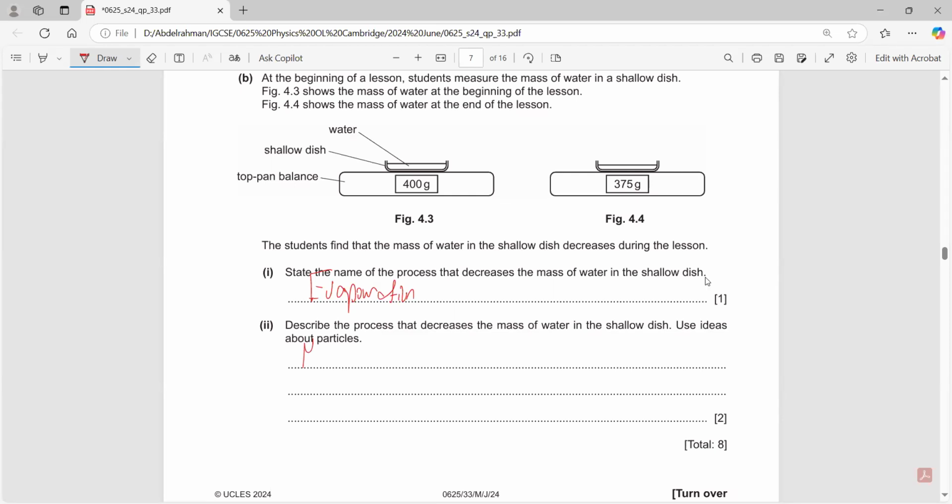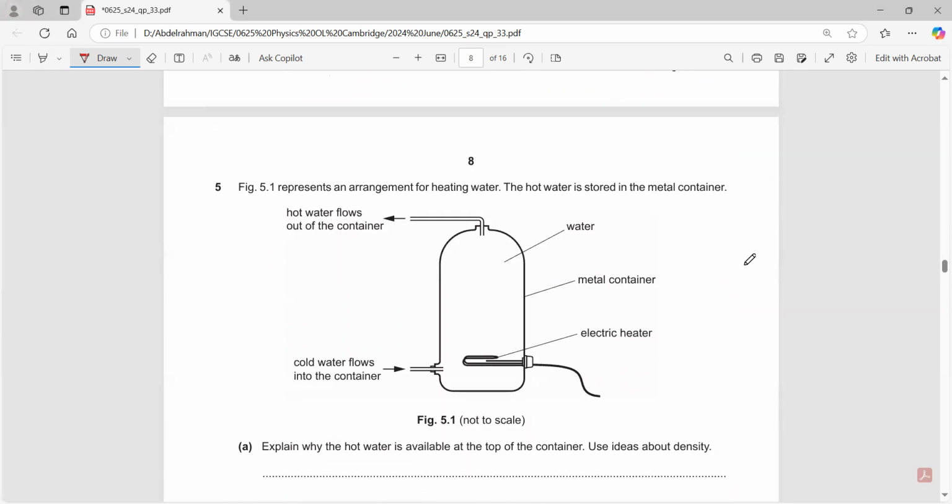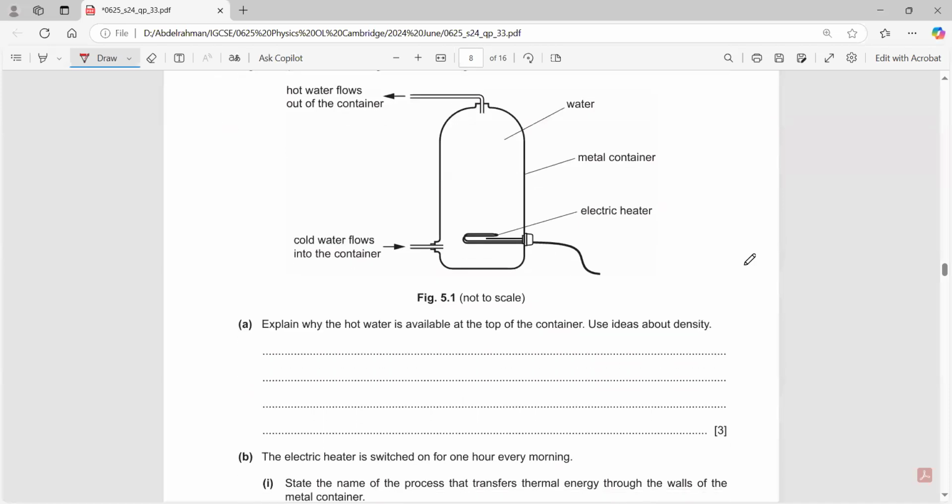Use ideas. We need to describe evaporation. So basically, you would say that the most energetic molecules escape from the surface, leaving behind the least energetic molecules. But for this question, we do not need to say that they leave behind the least energetic molecules. If the question is asking why it gets colder, we might say that part.